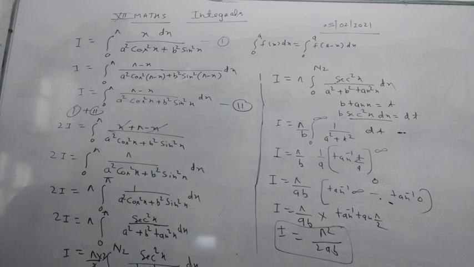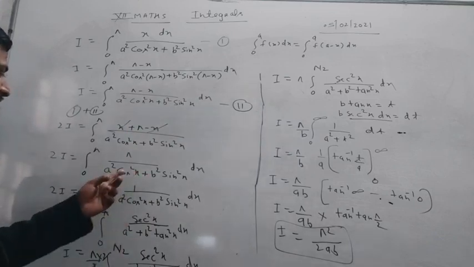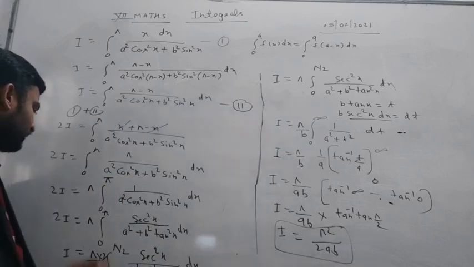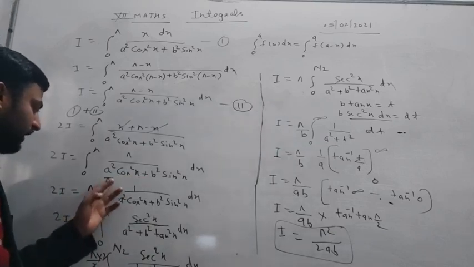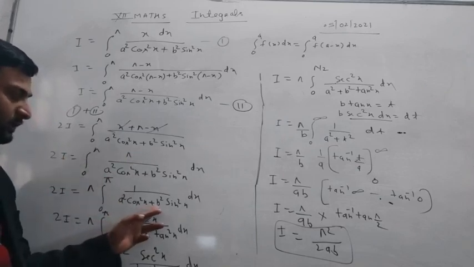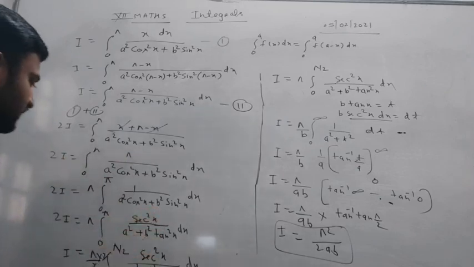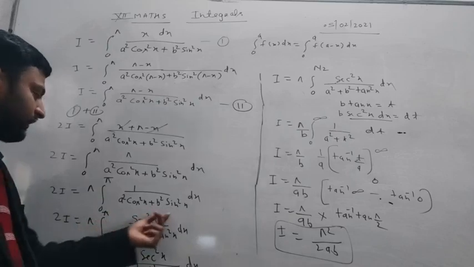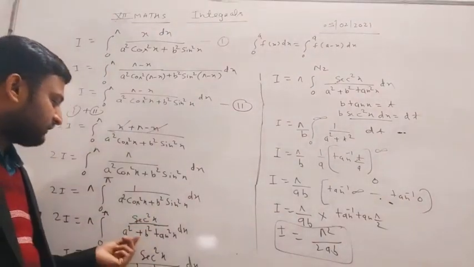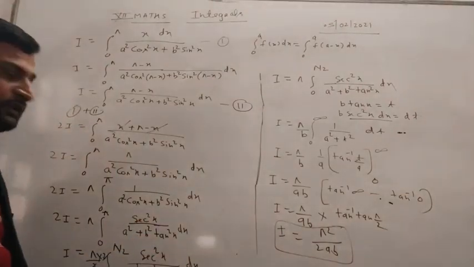And students, 2I is equal to the integral from 0 to pi of 1 by a square cos square x plus b square sin square x dx. So 2I is equal to the integral from 0 to pi of 1 by a square cos square x plus b square sin square x. Now we are dividing this by cos square x, then we get sec square x by a square plus b square tan square x dx.